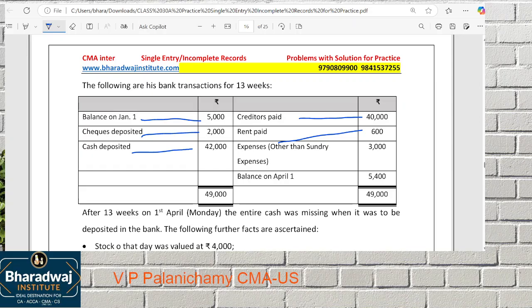Start with which account? Debtors, creditors account, then find out the cash sales, then prepare the cash book. Prepare the cash book, then find out which one. What is the cash missing? Don't look at the solution. Try. Start with debtors account and creditors account.